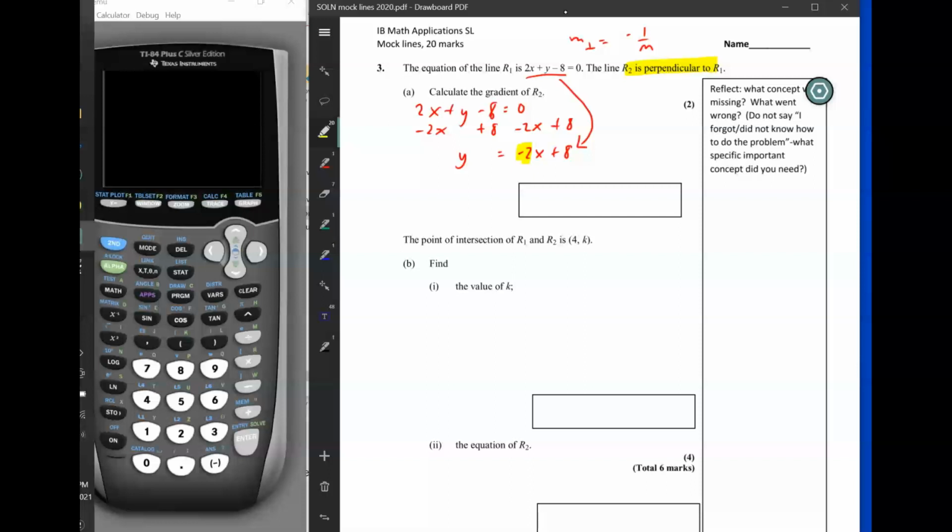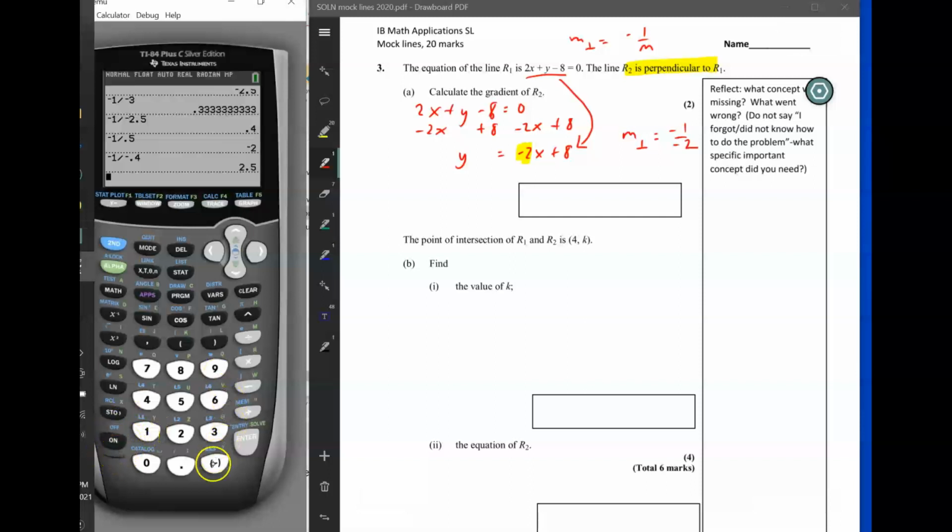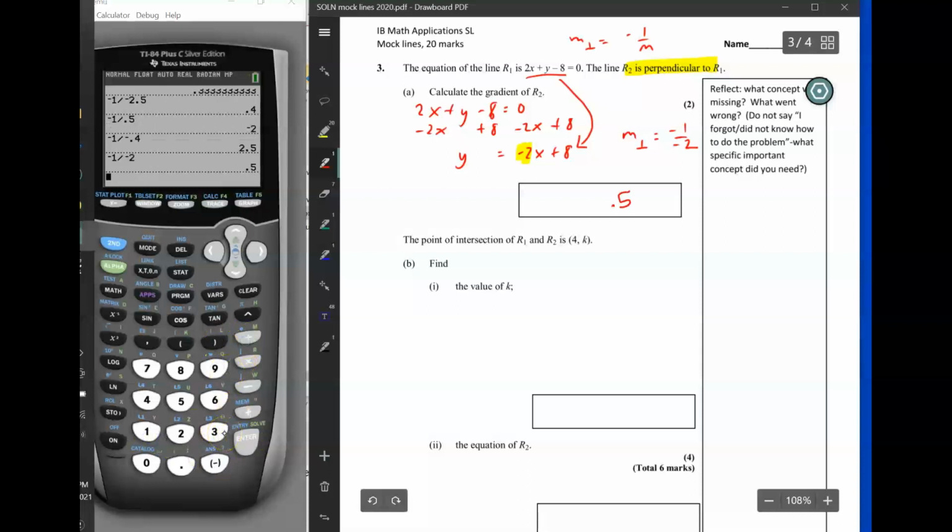Okay, now we can figure out the perpendicular slope to -2, because we could just say, oh, the perpendicular slope is equal to -1 over -2. And if you want to figure out what the value is on the calculator, which is a little bit easier, we could put -1 divided by -2, and it gives us the answer of positive 0.5. So we know that the gradient of R2, which is perpendicular to R1, is going to be positive 0.5.